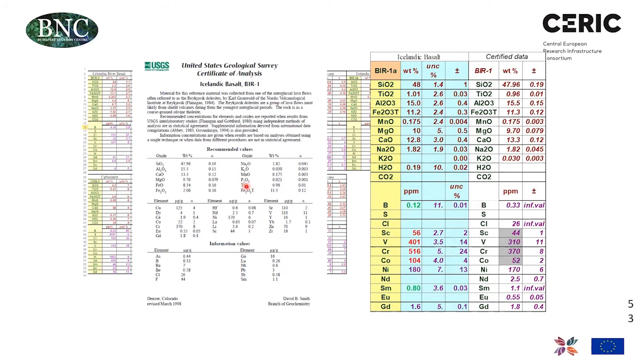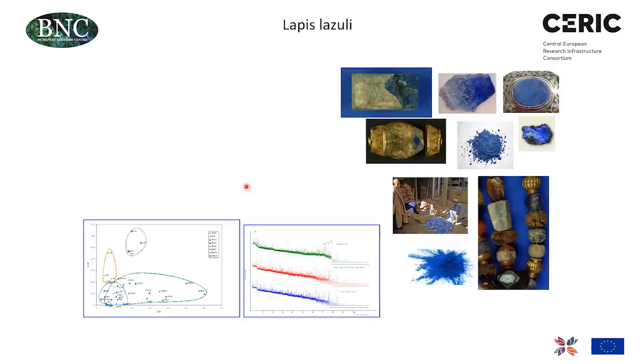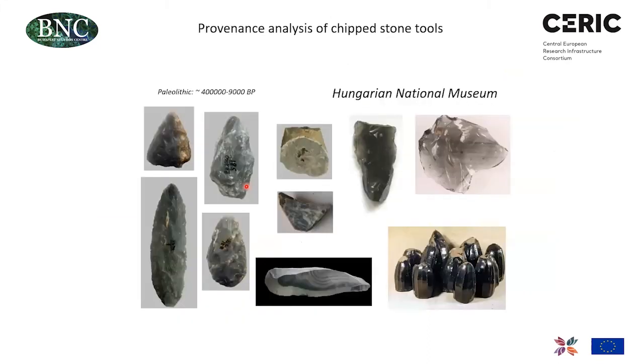And this is a similar study to what we use for demonstration today. This was the lapis lazuli, which I showed you already, and we have a long-standing collaboration with the National Museum of Hungary for the provenance analysis of chipped stone tools. So this is also from old mankind.